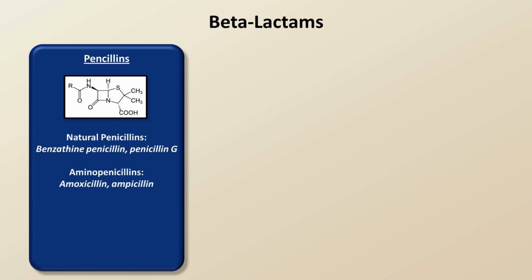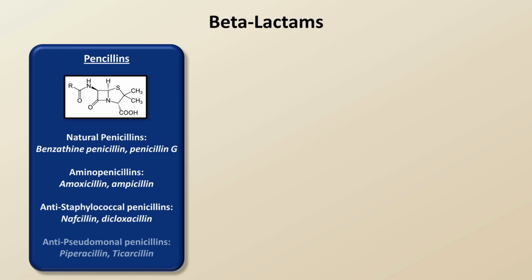There are the aminopenicillins, sometimes referred to as the penicillinase-resistant penicillins, which include amoxicillin and ampicillin. Anti-staph penicillins include nafcillin and dicloxacillin. And anti-pseudomonal penicillins include piperacillin and ticarcillin.